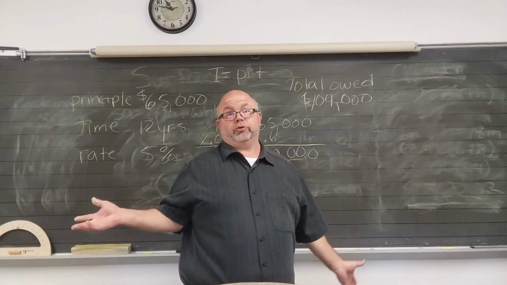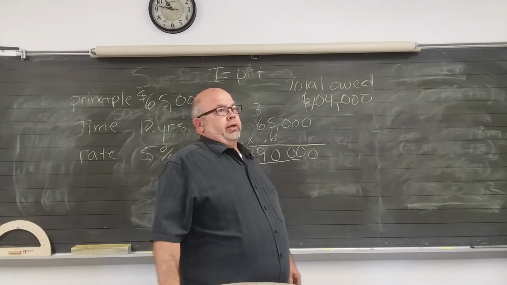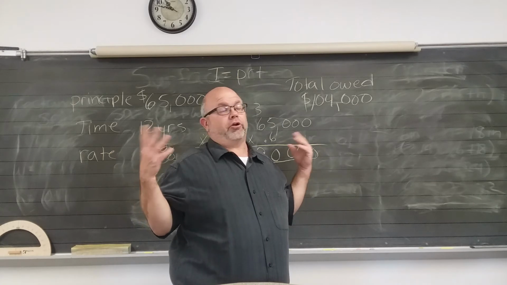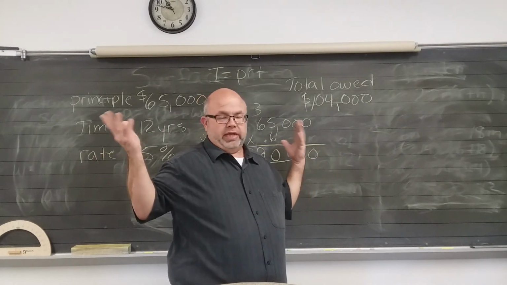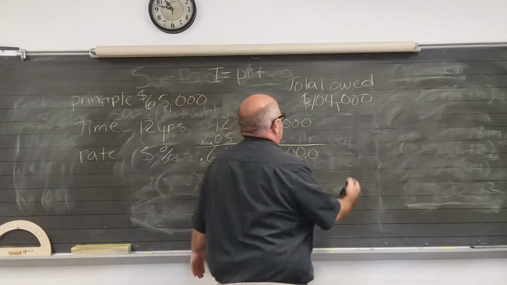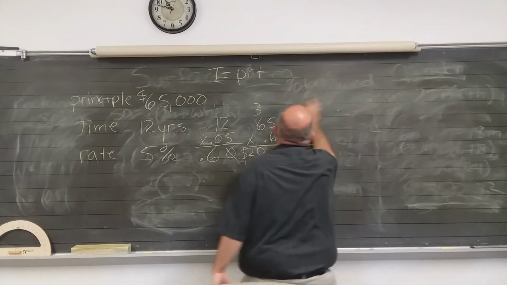Sometimes they will tell you. Sometimes they'll have a problem that simply says, he borrowed $65,000, he paid $39,000 interest. How much did he pay altogether? Add the two up and get the same thing. Those, of course, are nicer because you don't have to figure the interest. All right.